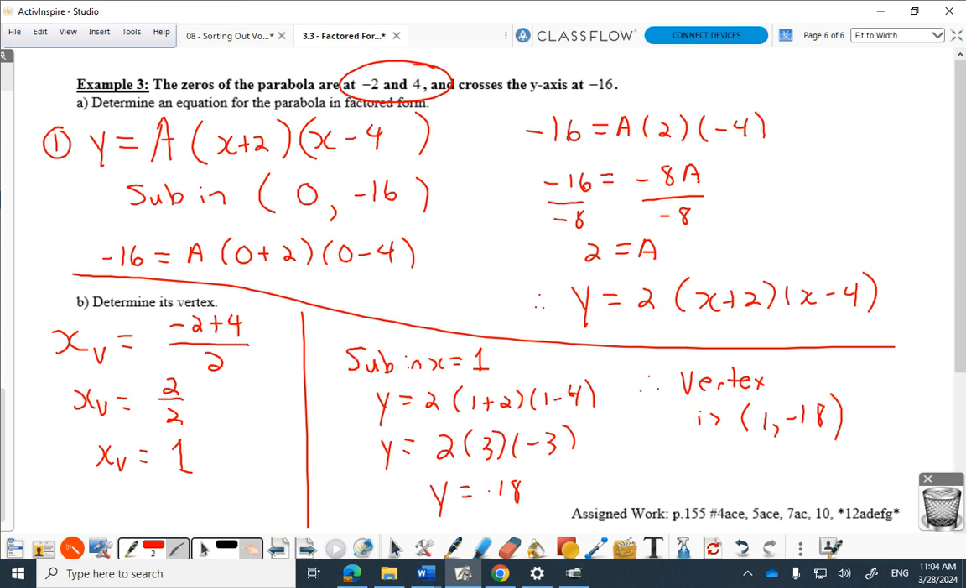Therefore, vertex is (1, negative 18). And I know that was the same as the previous question. We didn't mix it up very well there. I'm going to do one thing to try and help. You don't have to do this, but I'm going to put a little v beside the y to say this was the y value of the vertex. Little things like that can help to keep you organized.